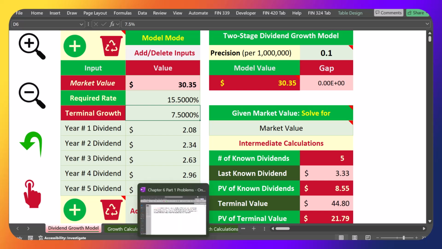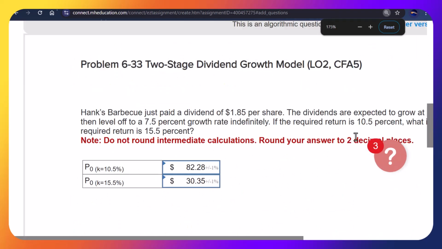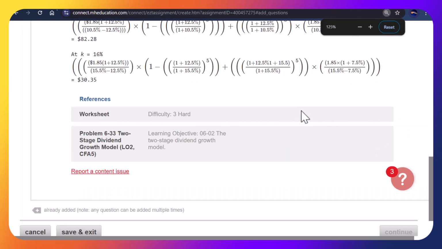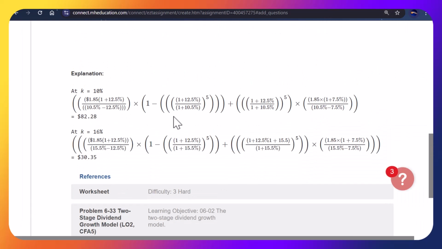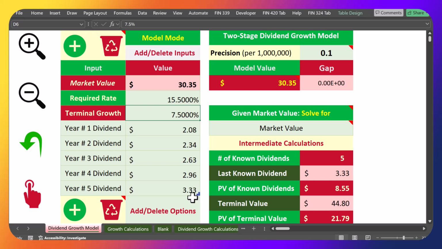Let's find out if we got the same answer as the publisher. Exactly the same. And let me zoom in on this a little bit. The book talks about doing this using a formula. Yes, you can do it, but who cares? It is an ugly formula. Our template just goes ahead and calculates that.